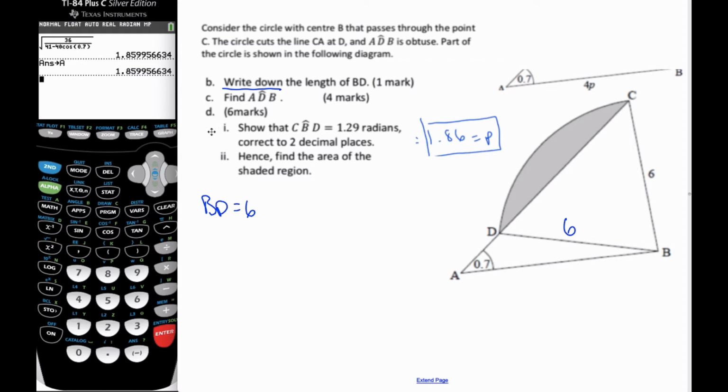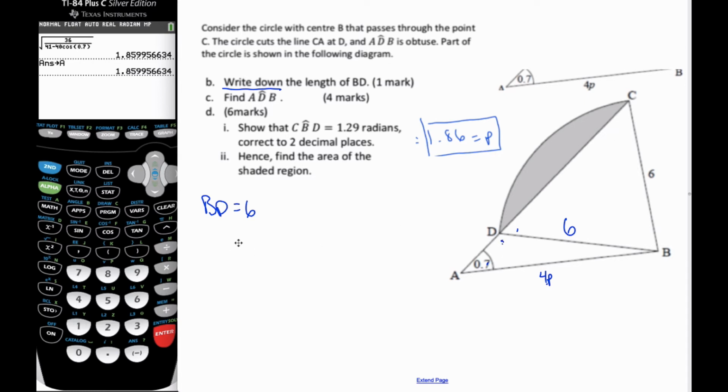It could be a quick rearranging or just an insight into something. So now I want to find ADB down here. Well, I know that this length here is 4p, and p is 1.86 with lots more decimal places. So if I have this side and this angle, I could find this angle C up here, which will find me this, by using the sine law.